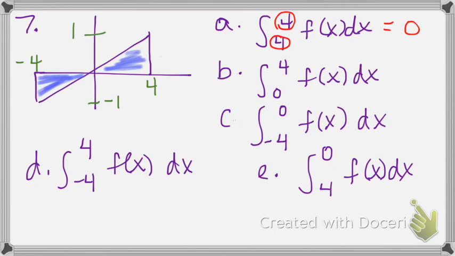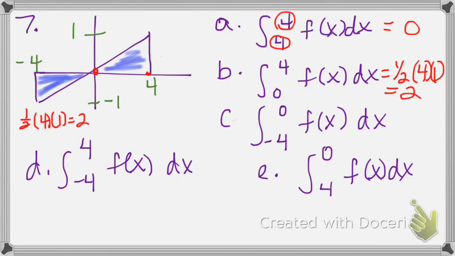The next one says find the integral from 0 to 4. Well, we've just talked about how we do that. Looks like it's a half times the base, which is 4 because we're going from 0 to 4, times the height, which looks like it's 1. So that should be 2. C says find the integral from -4 to 0. Well, if I find that area, it's also 2. It's 1/2 times 4 times 1.